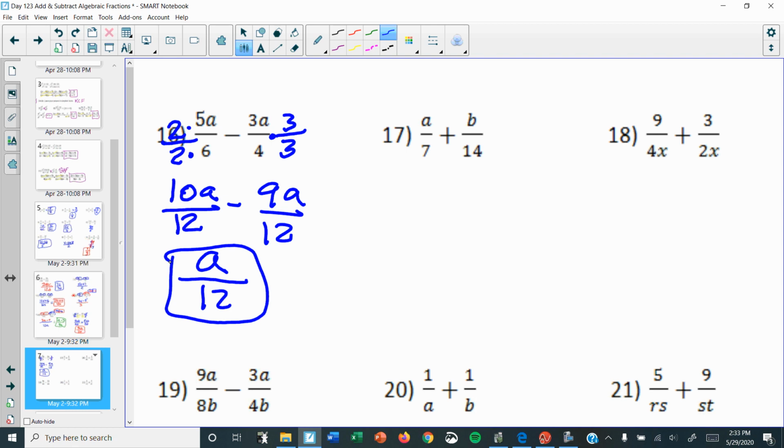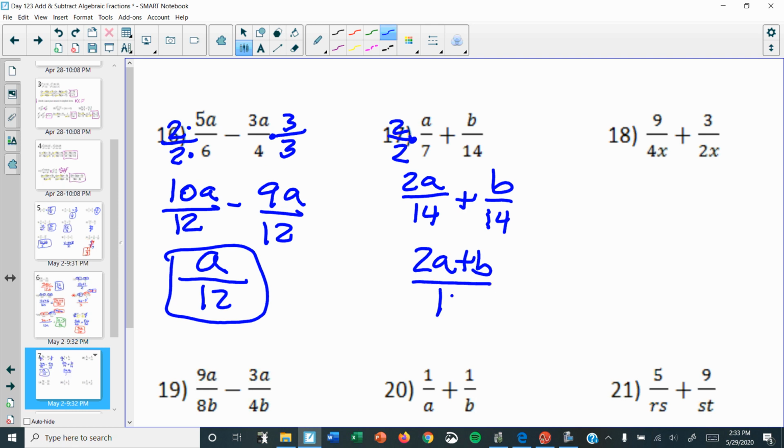For 17, are those denominators the same? No. So what does 7 and 14 both go into? They both go into 14. So 2 times 7 is 14. Whatever you do to the bottom, do to the top. So you get 2a over 14 plus b over 14. Now, kids, once again, ask, what's 2a plus b? If you can't add it, just stick it together. 2a plus b over 14. You are not allowed to add those together.